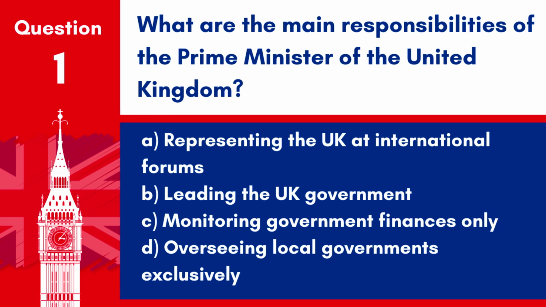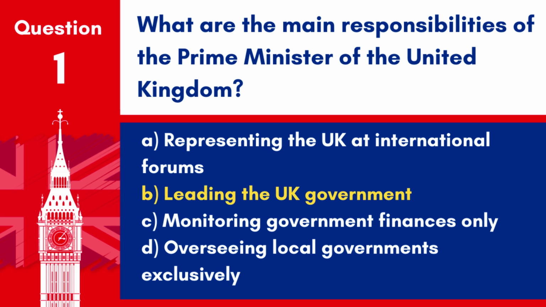Question 1. What are the main responsibilities of the Prime Minister of the United Kingdom? A. Representing the UK at international forums. B. Leading the UK government. C. Monitoring government finances only. D. Overseeing local governments exclusively.